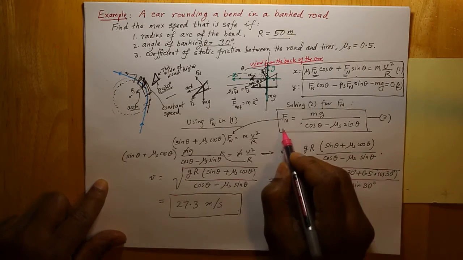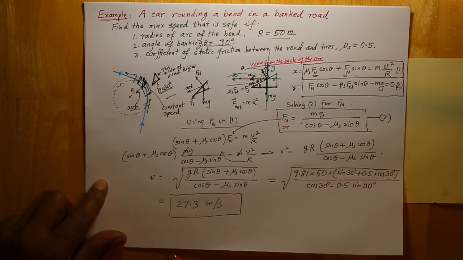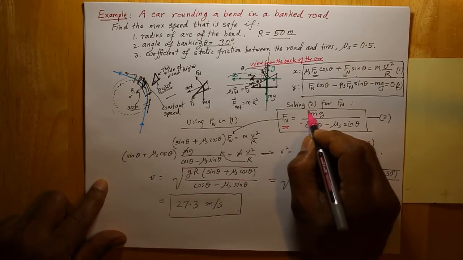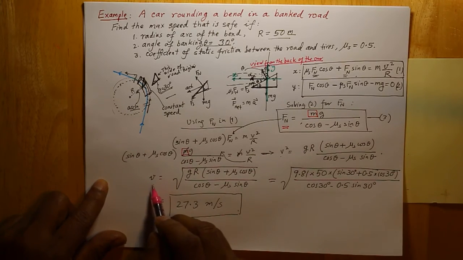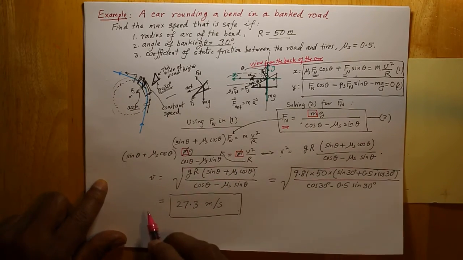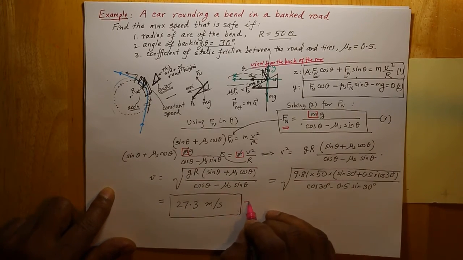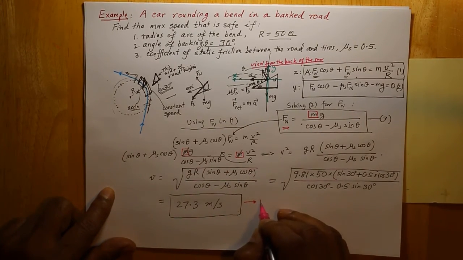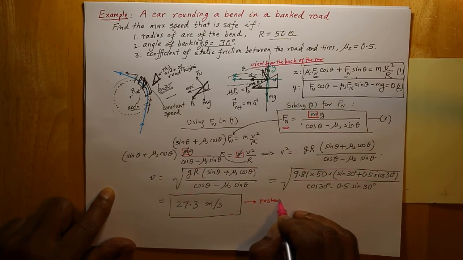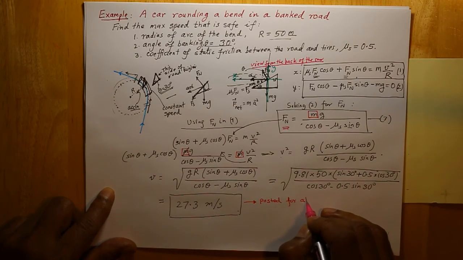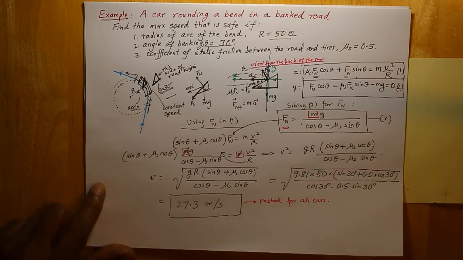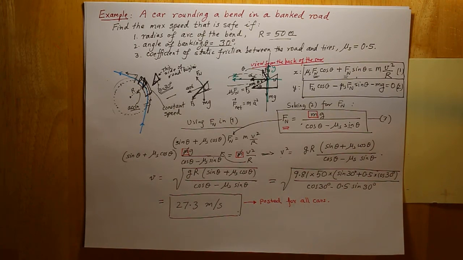We didn't find what the normal force was, but for that I needed the mass of the car. But you can see here, if I just want to look into speed, the mass of the car cancels out. That means this speed can be posted for all cars. So the maximum speed would not be different for different cars because this mass just cancels out. All right.